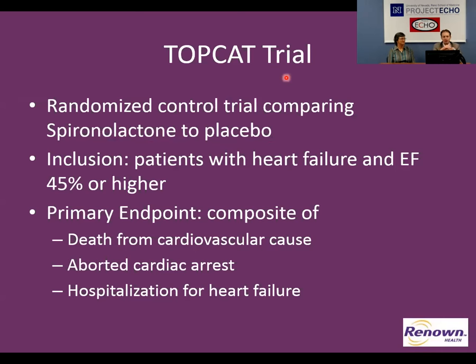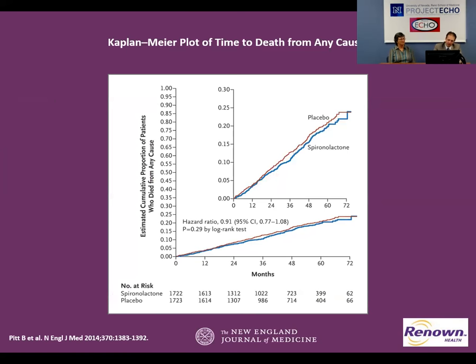It was a randomized controlled trial of spironolactone versus placebo for patients with heart failure and an EF of at least 45% or more. The primary endpoint was any cause, cardiovascular cause of death, aborted cardiac arrest, or hospitalization for heart failure. We would want to lower event rates and look for a curve like this in a Kaplan-Meier plot with spironolactone versus placebo. It was a total wash in the trial, but as always, the devil's in the details.